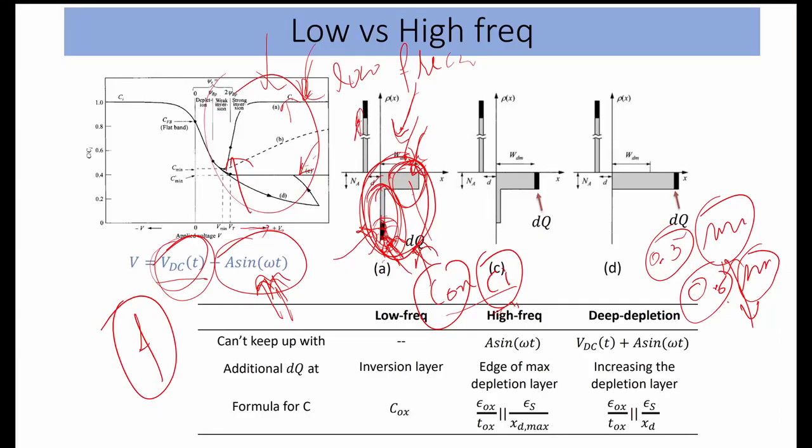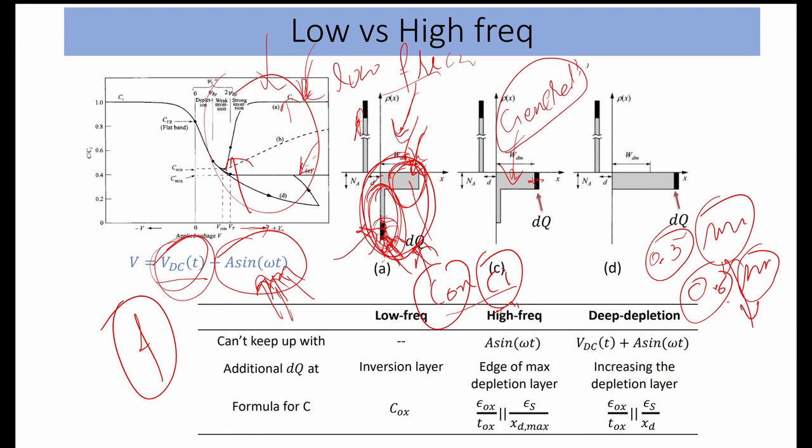Okay, it is the low frequency case. And in another case, if the frequency of the small signal we are applying is too high, greater than the generation rate of the electron hole pairs in the depletion region, then the charges will be uncovered from the edge of the depletion region.